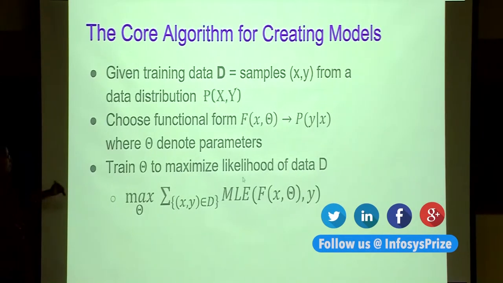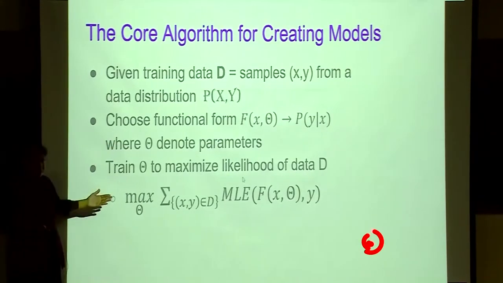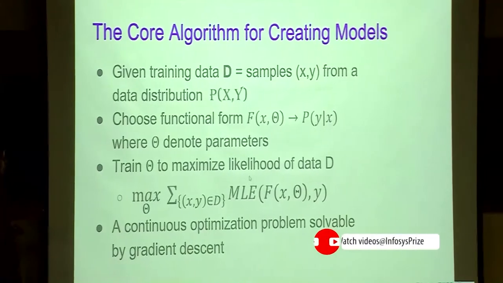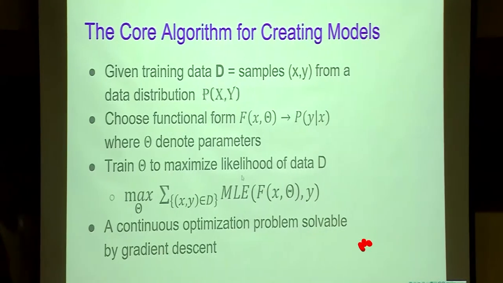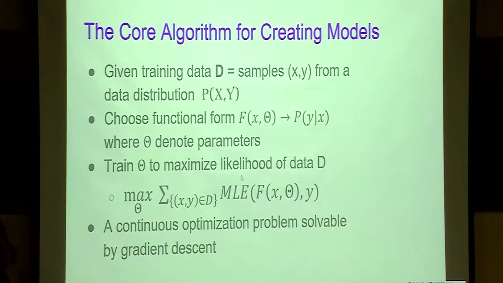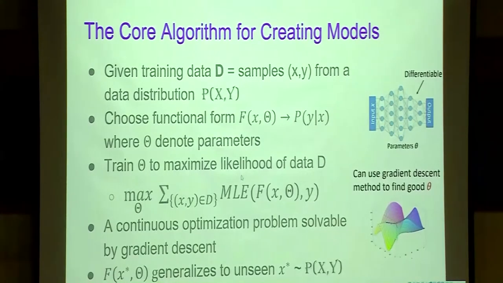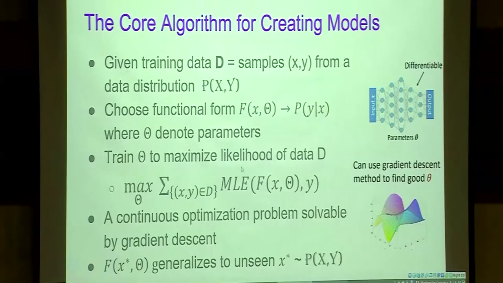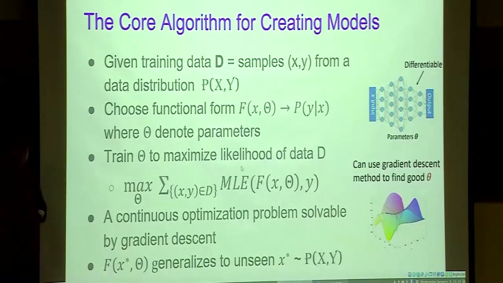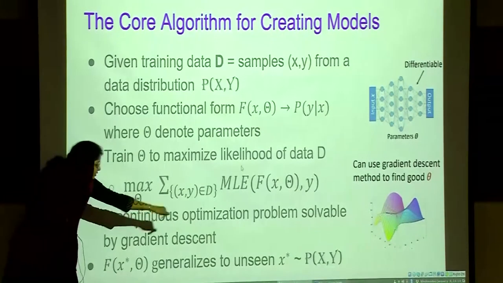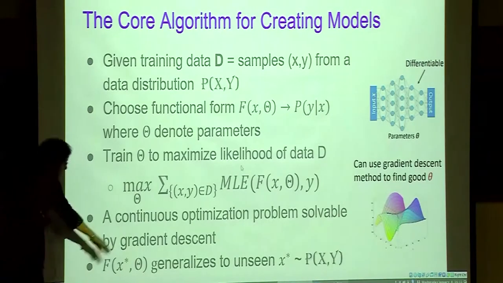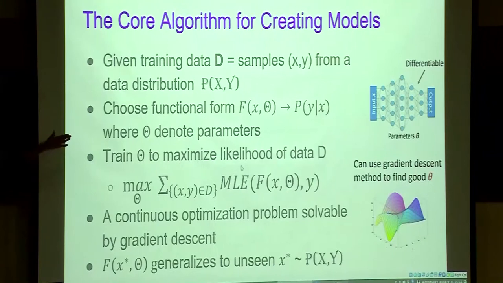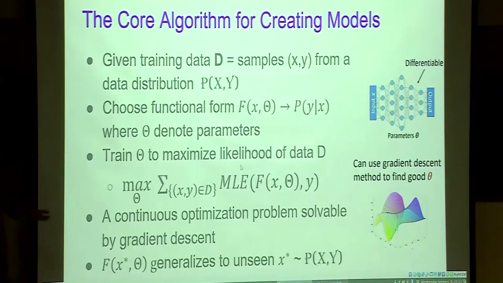And this principle, with an appropriately carefully designed function F, gives us two advantages. First, we can cast the training problem as a continuous optimization problem, and it can be solved with scalable algorithms like gradient descent. And second, with some amount of care to make sure that we do not overfit, we can provide guarantees that if you have a new X star which is sampled from this unknown distribution from which the training data was generated, then this function f(x star, theta) is going to give you a distribution over y which is faithful, assuming that your sample size is large enough.